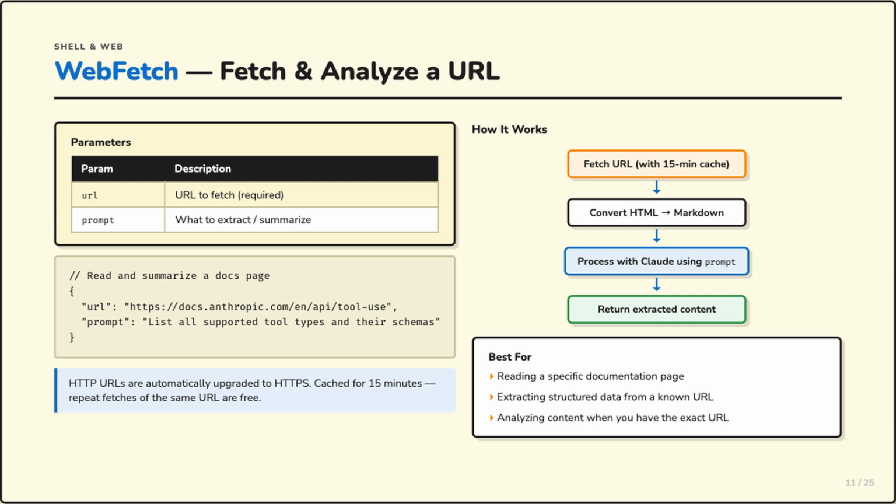The key difference from web search is specificity. Use web search when you're looking for information and don't know the exact source, and use WebFetch when you have a specific URL you want to read, like a documentation page, an API reference, or a changelog entry.